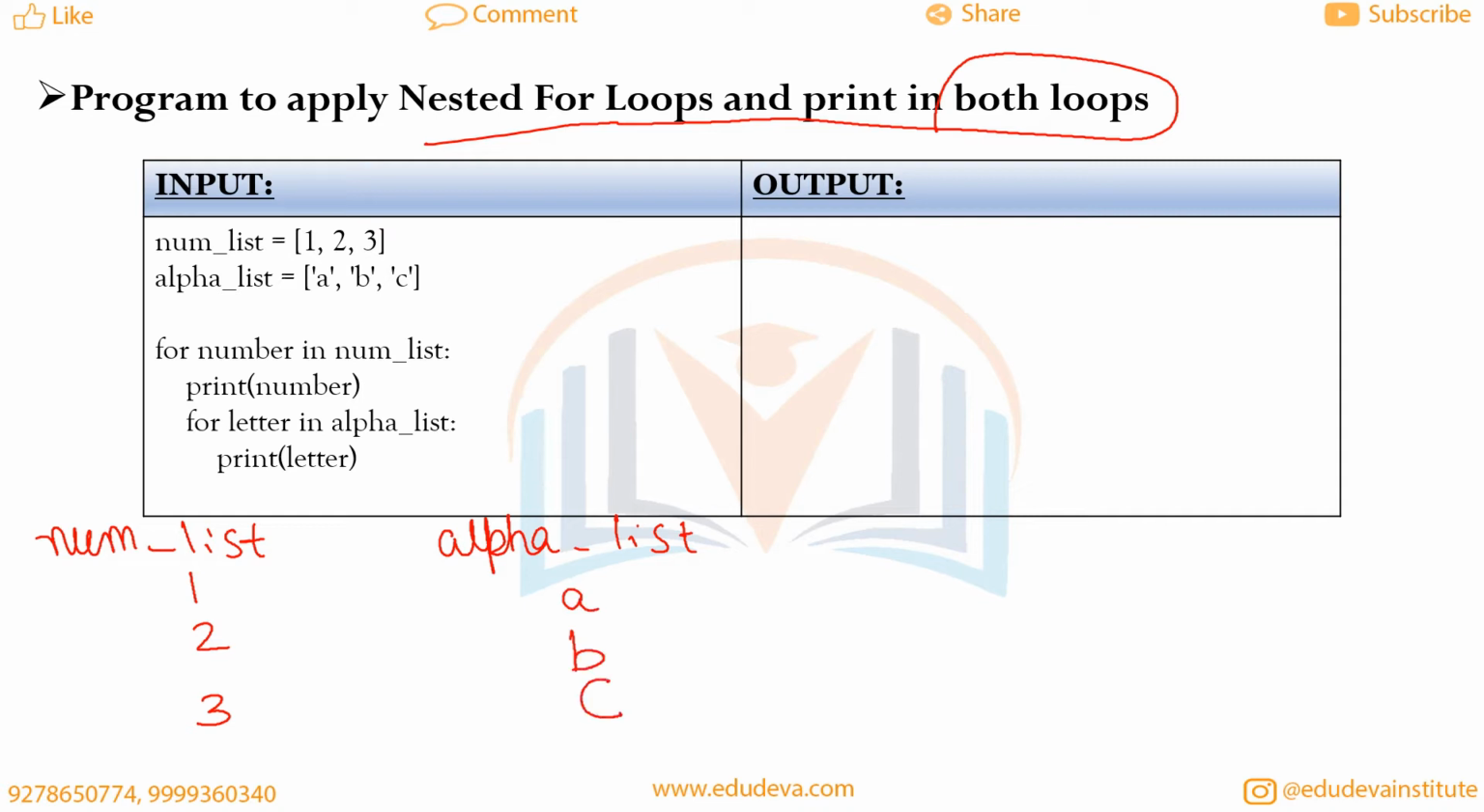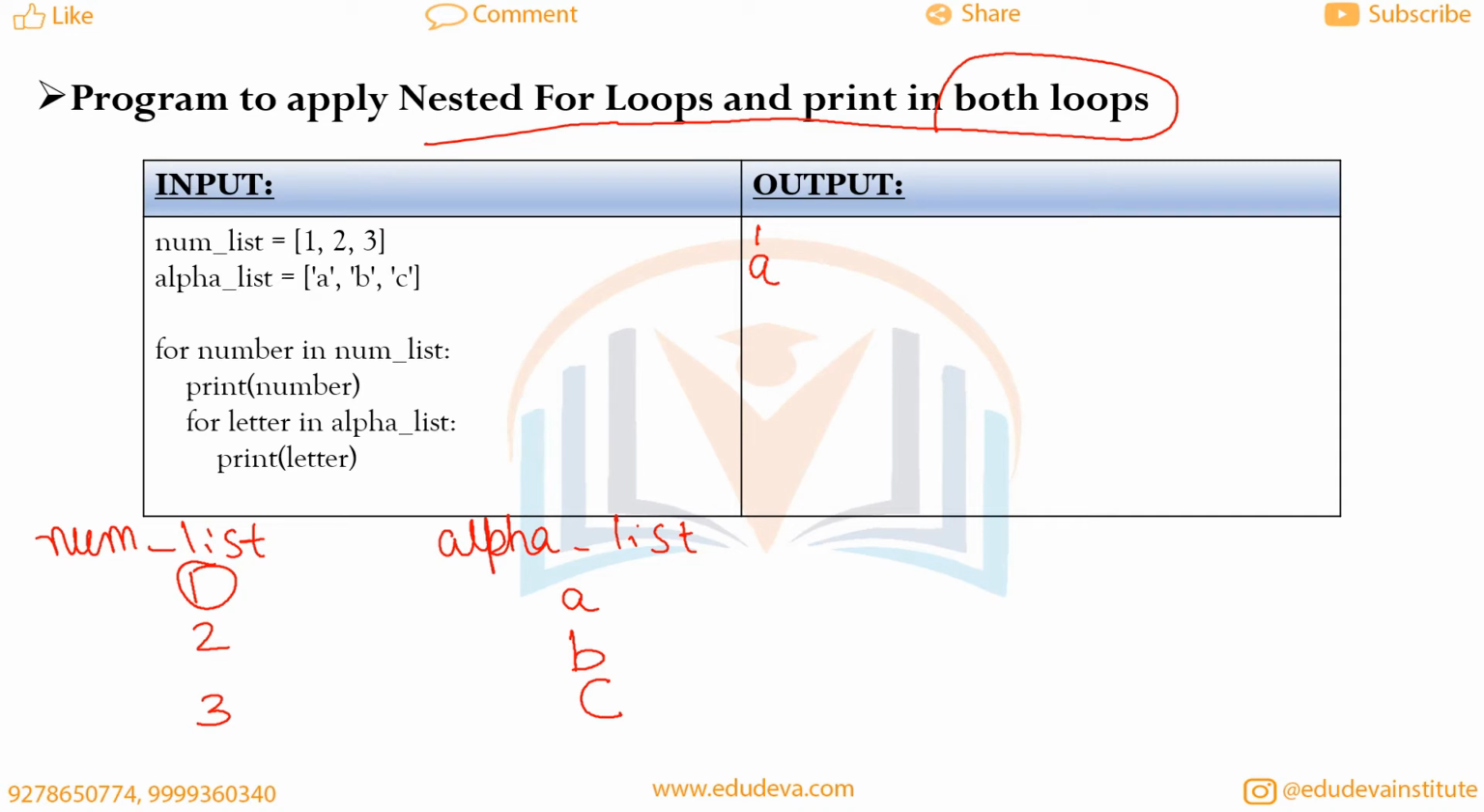So the first for loop will get applied on num list. When we apply the for loop on num list, we will take 1 in the starting. So the value of number is 1. When we print the value of number, it will print 1 in the output. After that we will go to the second for loop, and the second for loop will apply on alpha list. So the value of letter will be A. So we will print A in the output.